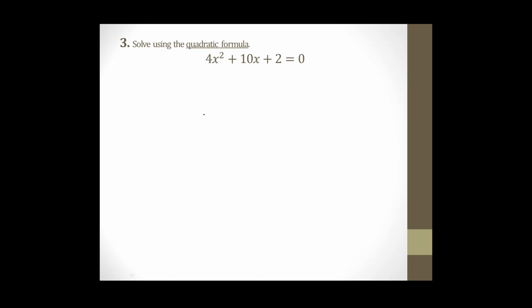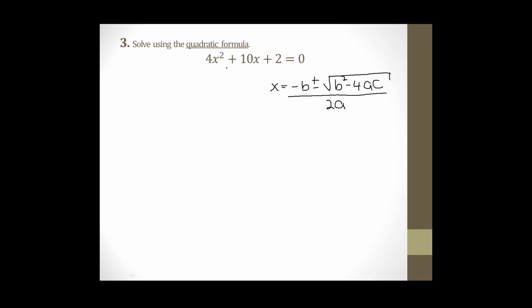Question number 3. So this time we're doing the same thing. We're solving a quadratic equation, but this time we are going to use the quadratic formula. And this is another formula that you will have to memorize. And this formula goes, the x value, you can find that by using negative b plus minus the square root of b squared minus 4ac, and all this is over 2 times a.